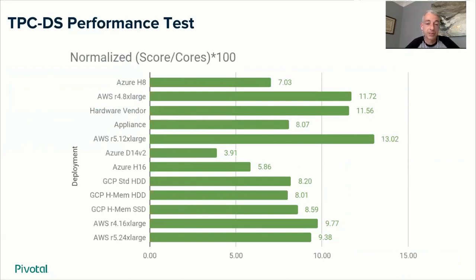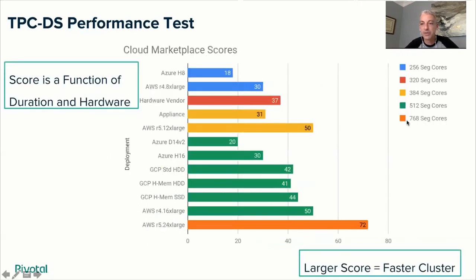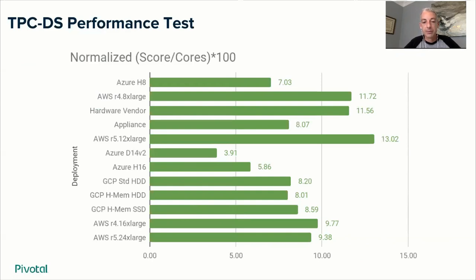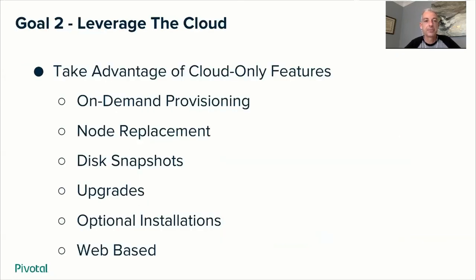To normalize this, so you can see a better comparison, we take the score divided by cores, so how many cores it basically takes to get that score, and then multiply by 100 to make it easier to look at. You can see that the Amazon R5 12X large is kind of the best bang for the buck. That's what's running a full rack, like a 16 node cluster, which is running 384 cores. But you can see that it's pretty much the same across all of them. There are some that are a little slower than others, but we are definitely fast in the cloud.